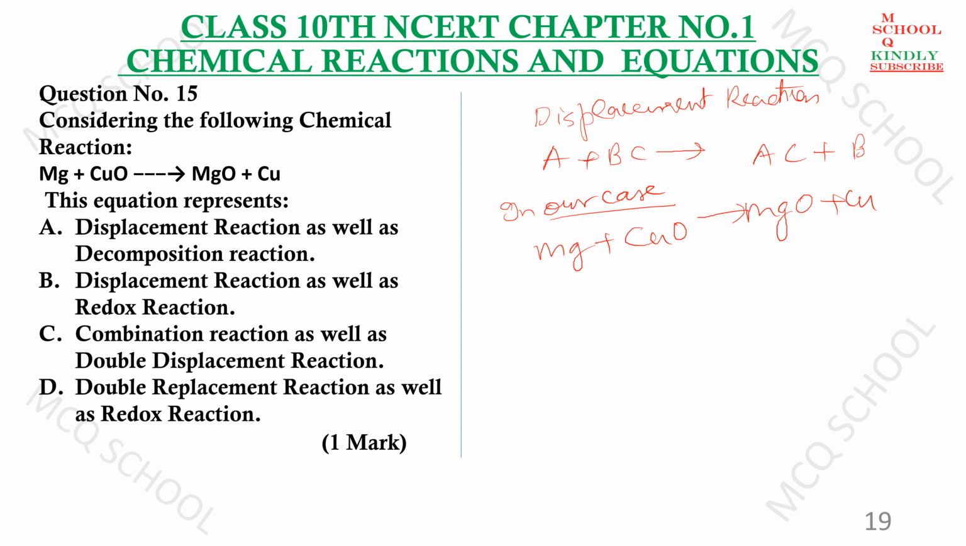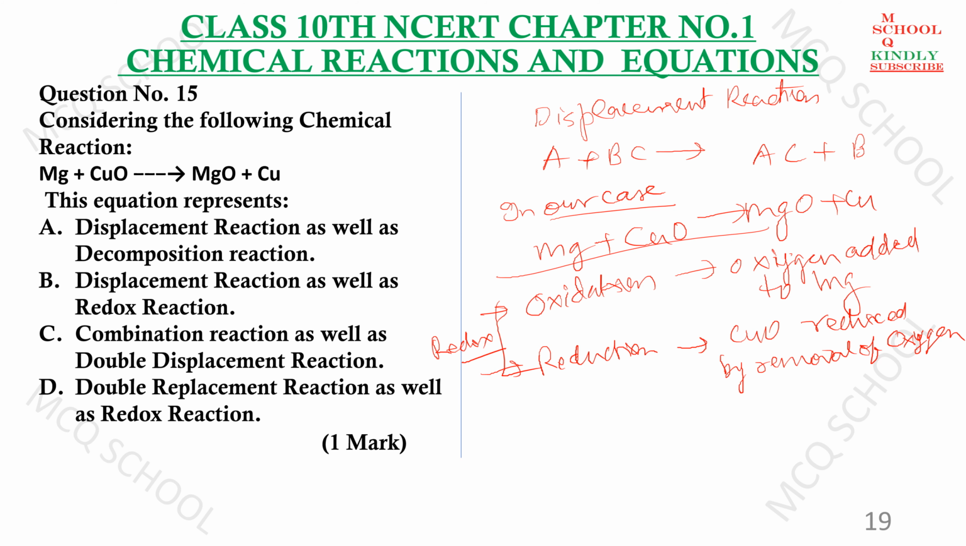In the case of a displacement reaction, an element reacts with a compound to form a new compound and an element separates out. In our case, magnesium and copper oxide react to form magnesium oxide and copper. So this is a displacement reaction at first. And regarding whether it's oxidation or reduction, we know oxidation is oxygen addition. In our case, magnesium is getting oxygen.